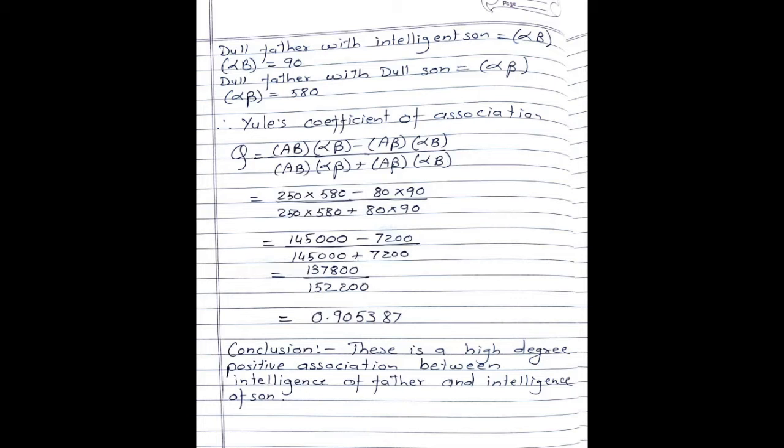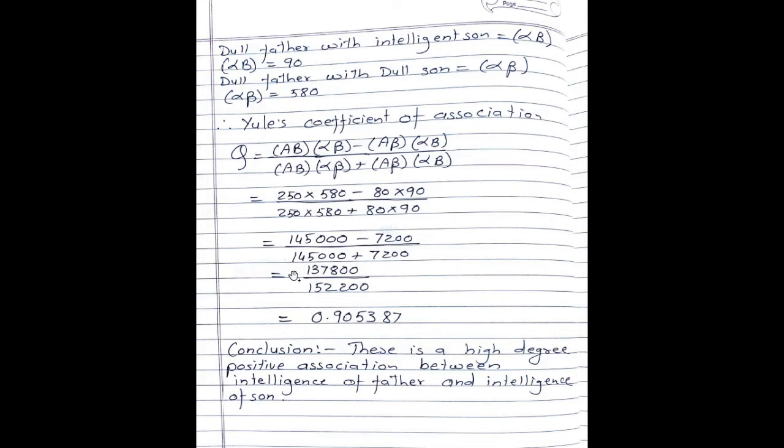So the Yule's coefficient of association Q is equal to AB into alpha beta minus A beta into alpha B divided by AB into alpha beta plus A beta into alpha B. So we'll replace the values. AB is given as 250, alpha beta is given as 580. So 250 into 580 minus 80 into 90 divided by 250 into 580 plus 80 into 90. So if you perform the calculations, we are getting 1,45,000 minus 7,200 divided by 1,45,000 plus 7,200.